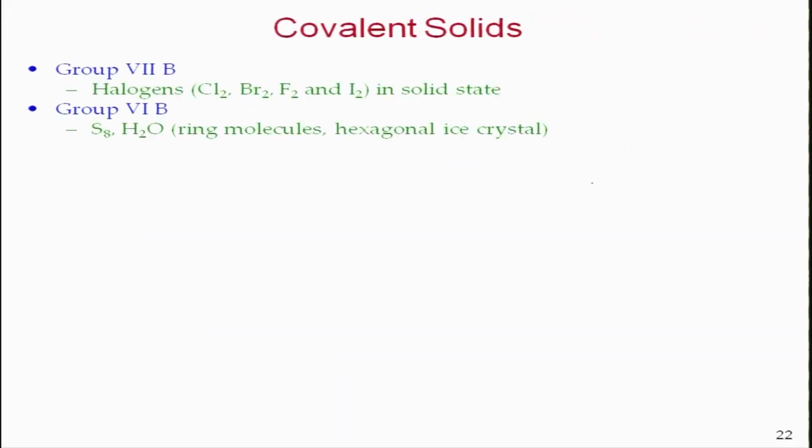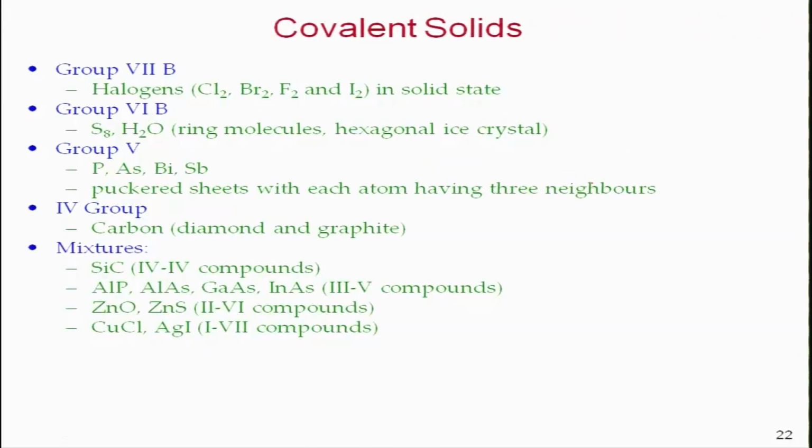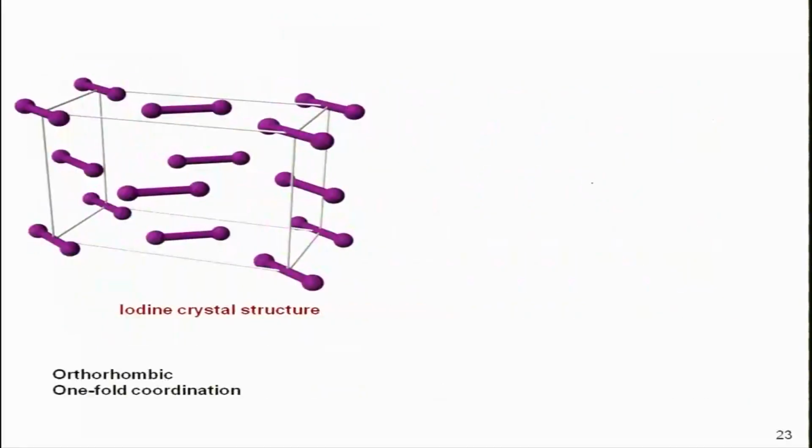And then there are some other covalent solids, these are the ones which I discussed in the beginning. For example, iodine makes a structure like this. Iodine is an orthorhombic structured material, it has linear one fold coordination. So, these are iodine atoms, this is one I, this is second I. So, it has only one neighbor. So, dumbbell shaped molecules arranged in an orthorhombic lattice.